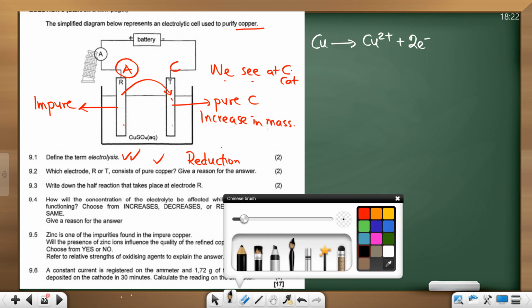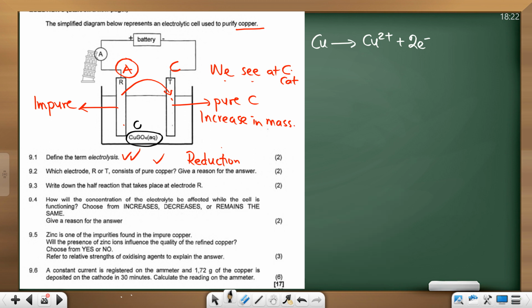Guys, are you aware that the Cu here, we have Cu2+, which goes here? But from here, what's happening? Cu2+ is coming back in. What happens to the concentration? Remains what? The same. Give a reason, I gave you: the rate of oxidation of copper is the same as the rate of reduction of Cu2+.